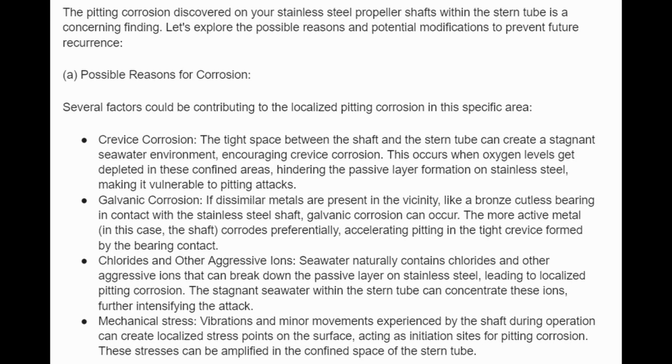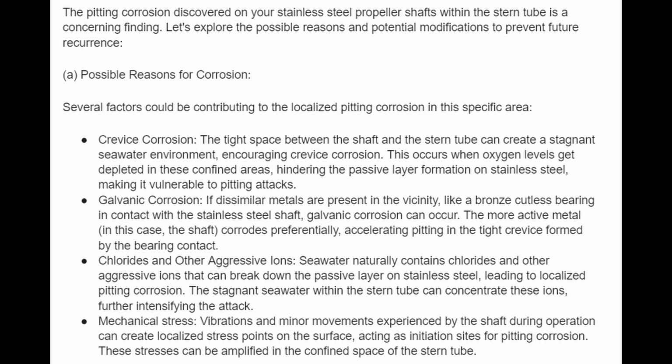Several factors could be contributing to the localized pitting corrosion in this specific area. Crevice corrosion. The tight space between the shaft and the stern tube can create a stagnant seawater environment, encouraging crevice corrosion. This occurs when oxygen levels get depleted in these confined areas, hindering the passive layer formation on stainless steel, making it vulnerable to pitting attacks.